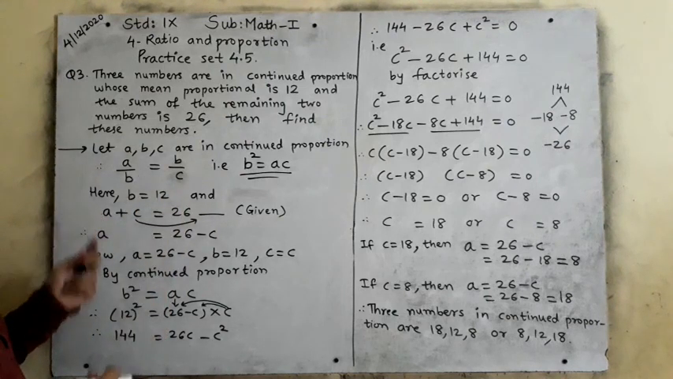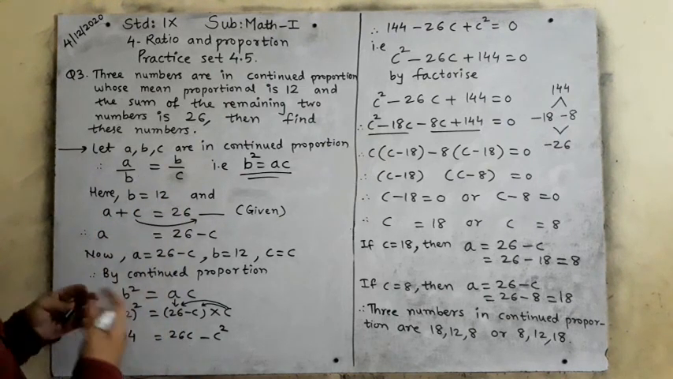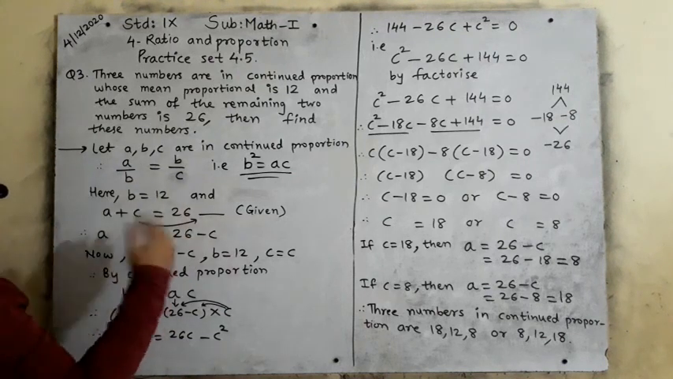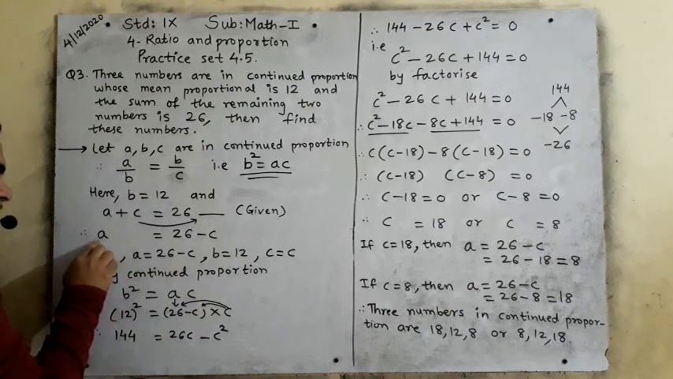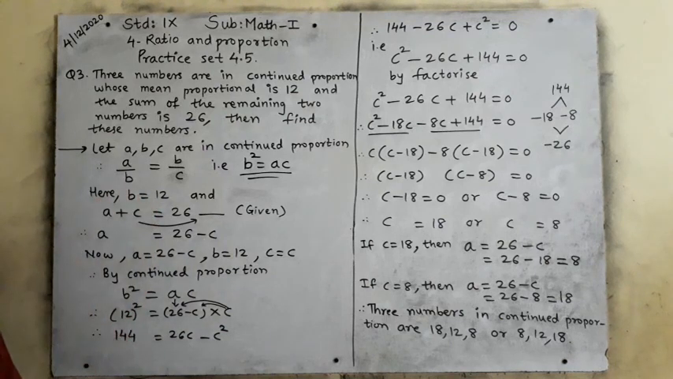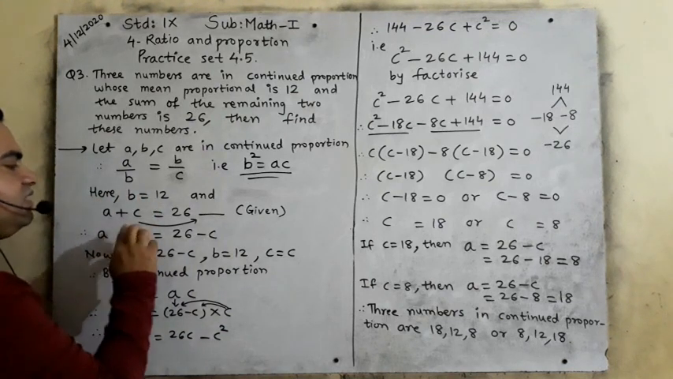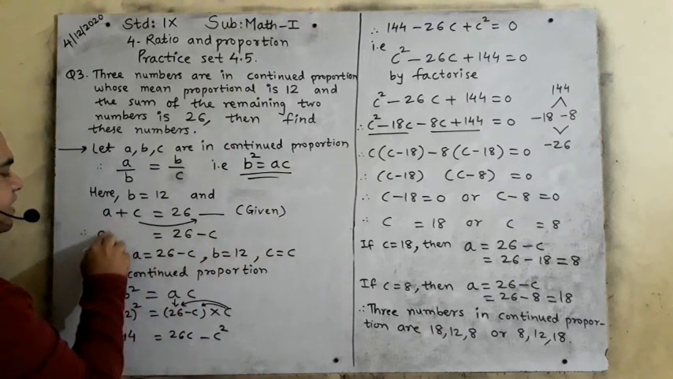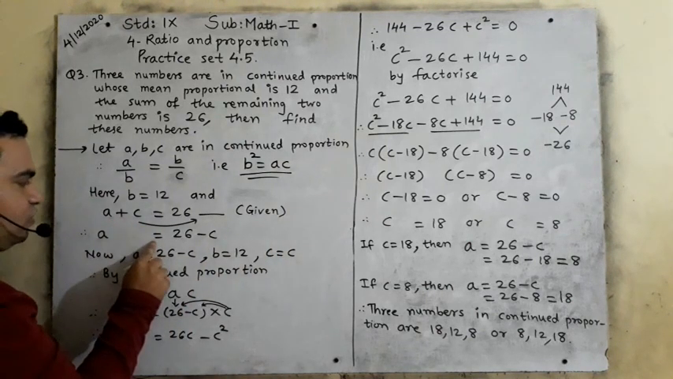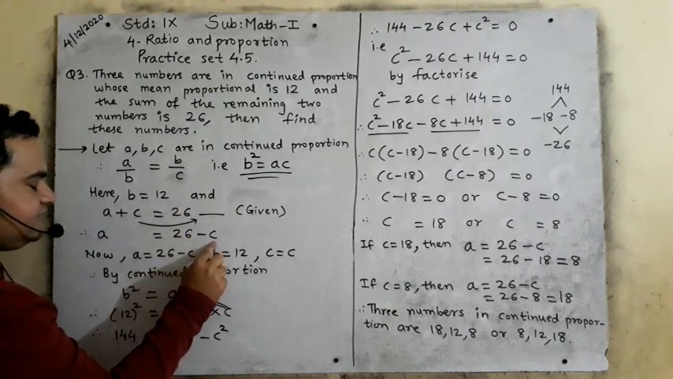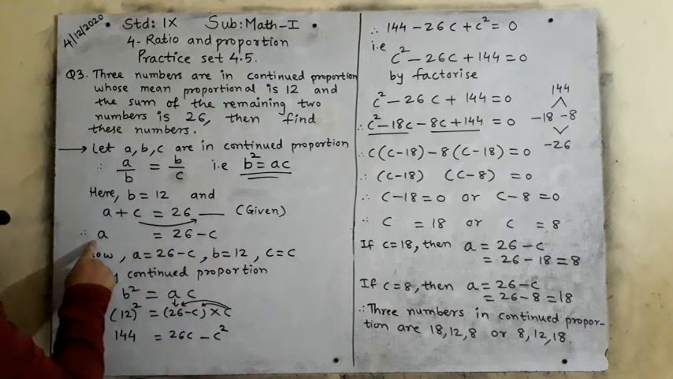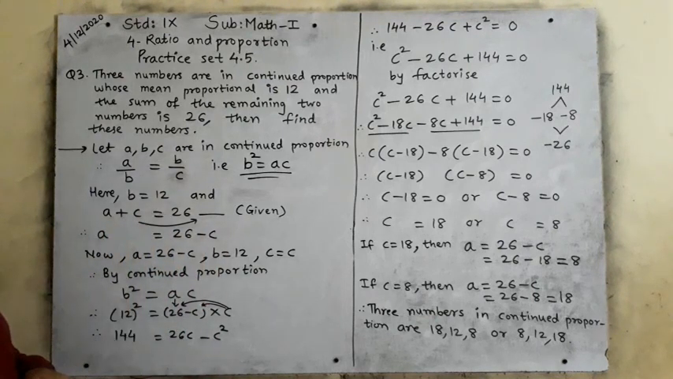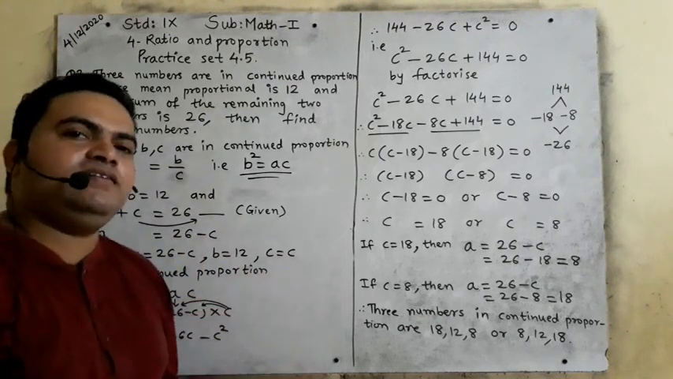So by this you will not understand the value of A or the value of C. So you will do one thing: this plus C will go to the right hand side, so you can get the value of A at least. When plus C goes to the right hand side, it will be minus C. What will remain here? Only A. A is equal to 26 minus C. We don't know the value of C, so we will keep C as C only.